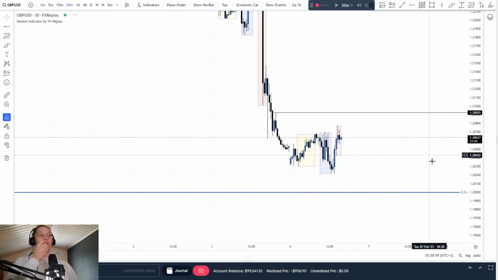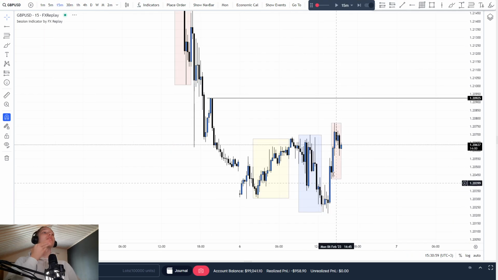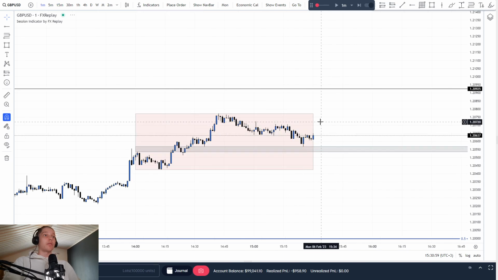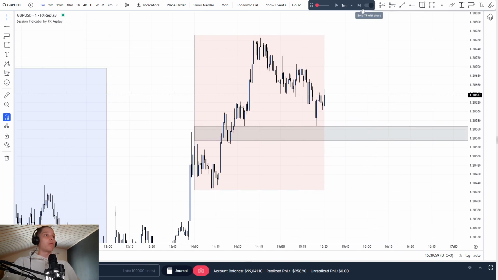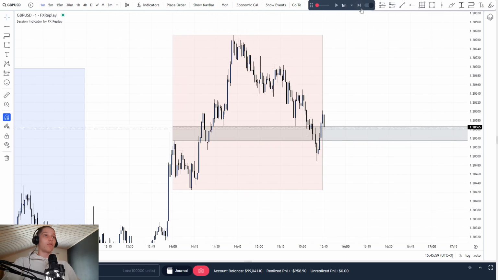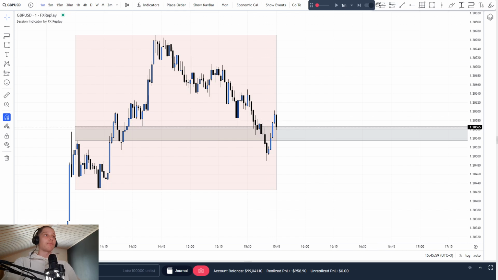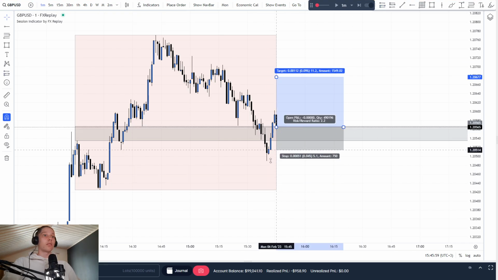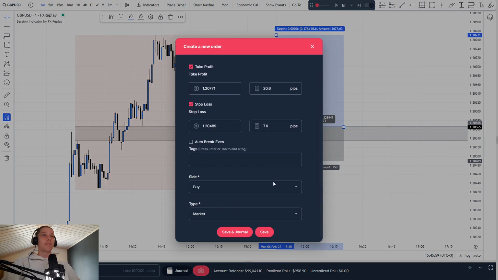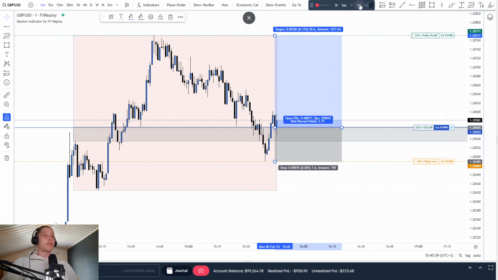I guess we could get long because the structure got broke to the upside, so if this comes back to this area, I will be looking for a market maker buy model in 1 minute, if that is something the price wants to offer. Yeah, we break structure there.